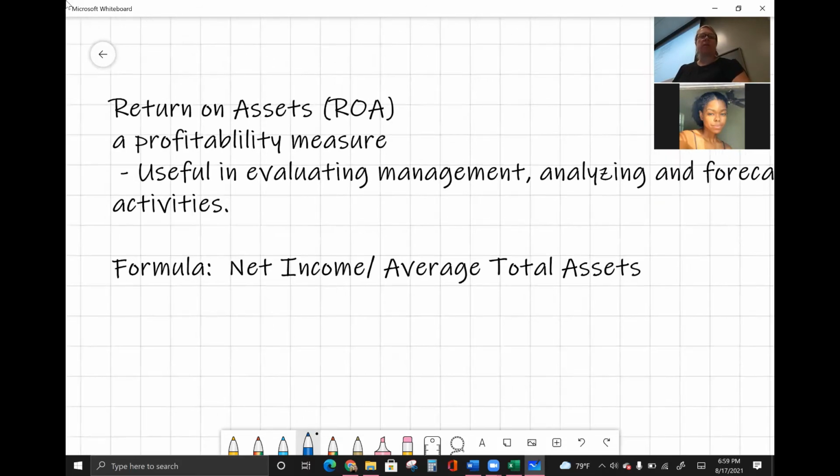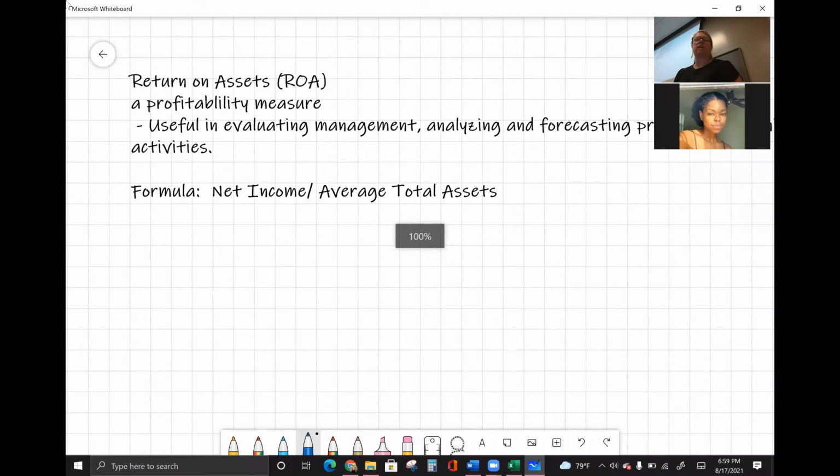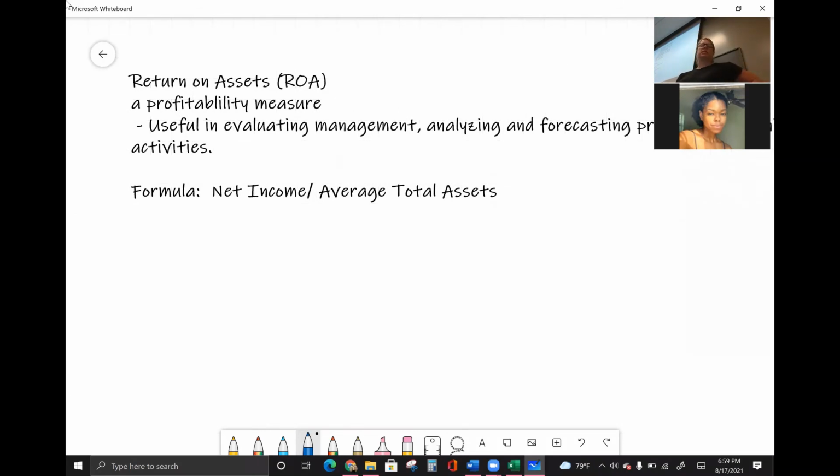And then here's the formula that you'll need. You'll have a problem with it: return on assets. It's a profitability measure, because remember I told you you can use certain formulas just looking at the numbers to get an assessment of how the business is doing. So this one is return on assets or return on investment. And it's useful when you're analyzing and forecasting your activities. The formula is net income divided by the average total assets. So you would just take the two assets, beginning and ending, for the two years, and then divide by 2. So you'll have a homework that has that.